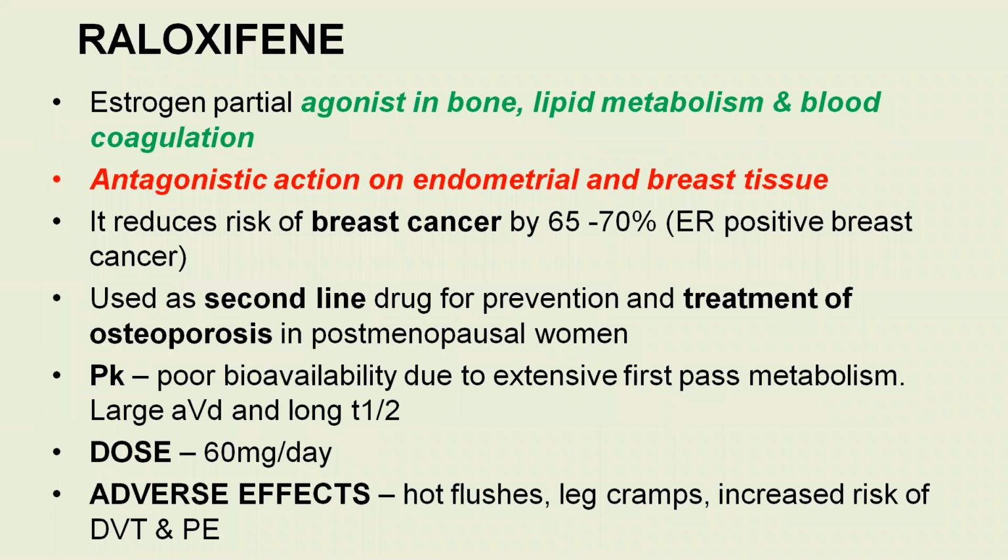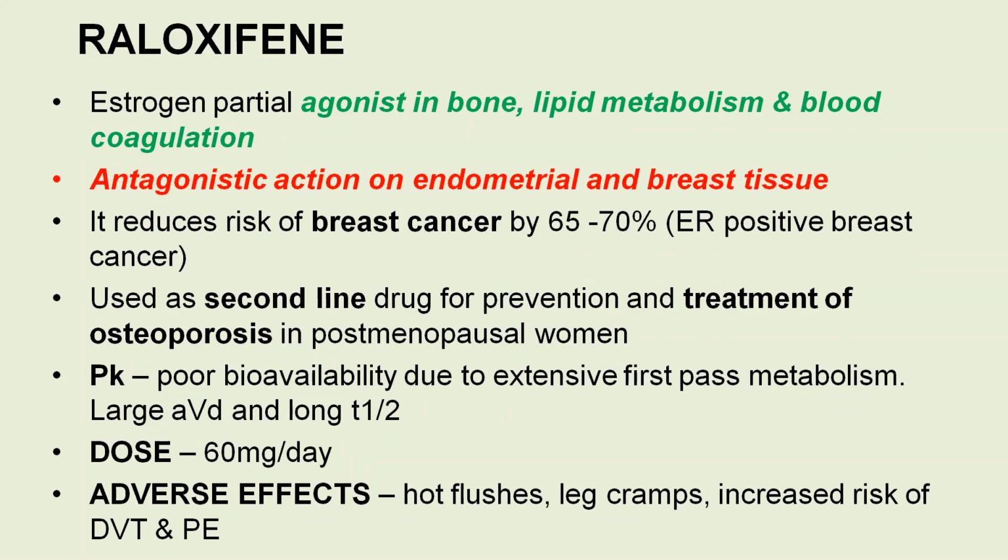Coming to one more important drug, that is raloxifene. See, this exerts antagonist action on the endometrial as well as the breast tissue, and it has agonist action in bone, lipid metabolism and blood coagulation. So it can be used to reduce the risk of breast cancer by 65 to 70%, especially in estrogen receptor positive breast cancer. This is again because it has antagonist action on the breast tissue. It is used as a second-line drug for prevention and treatment of osteoporosis in postmenopausal women.